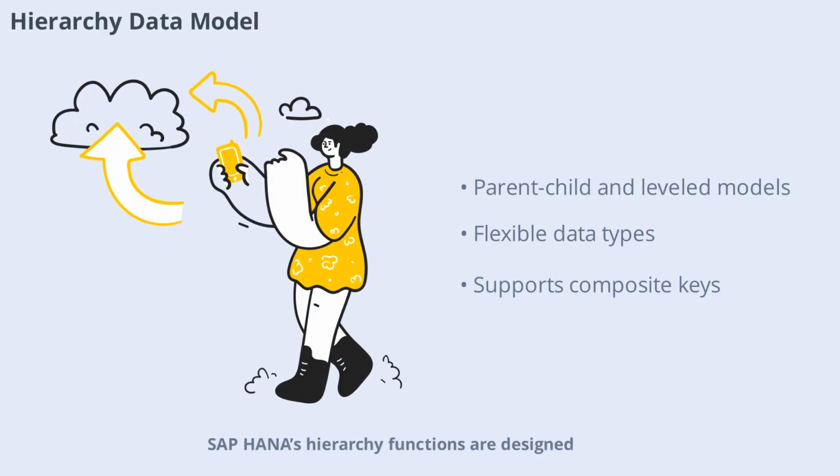SAP HANA's hierarchy functions are designed to work with various source data formats, even if they're not explicitly structured as nodes and edges. The two most common types are parent-child hierarchies, where each record references a parent, and leveled hierarchies, where each record contains the full path through the hierarchy. These models allow you to represent everything from organizational charts to geographical data. The functions can handle different data types and even composite keys, making them flexible for many scenarios.